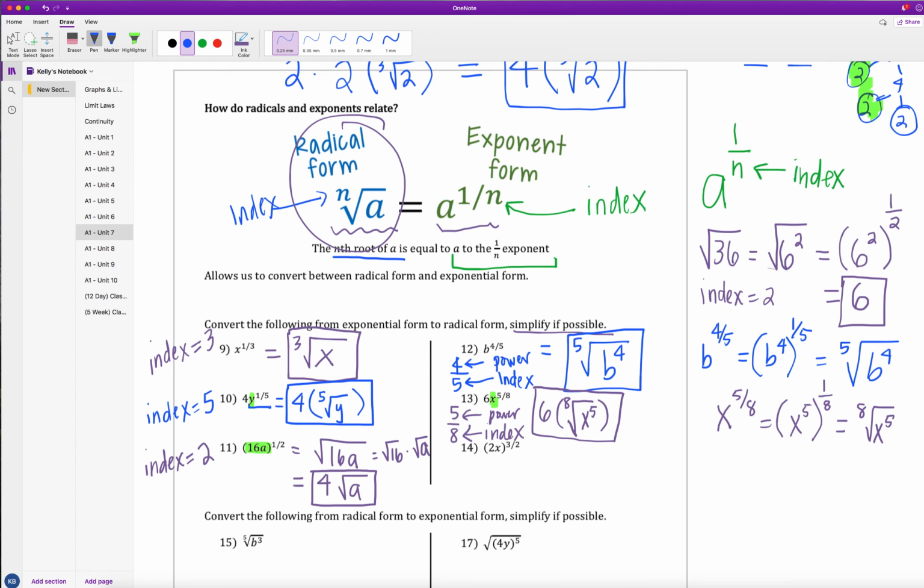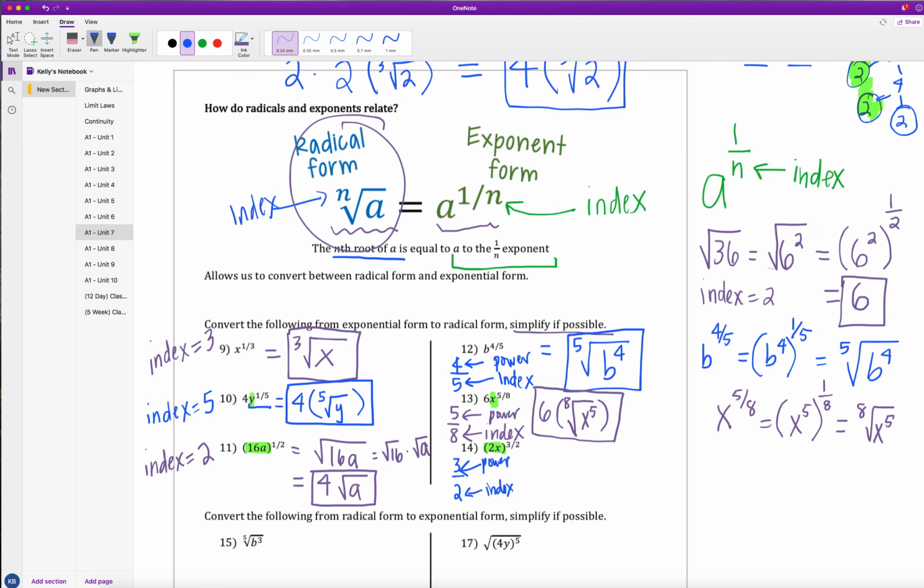So the first thing I have to notice is I have 2 times x all to the 3/2. So this is one of those cases where the coefficient is inside the parentheses, so that means that the 2 will end up inside my radical. Our exponent here is 3/2. So which one is the power and which one is the index? The 3 is our power and the 2 is our index.